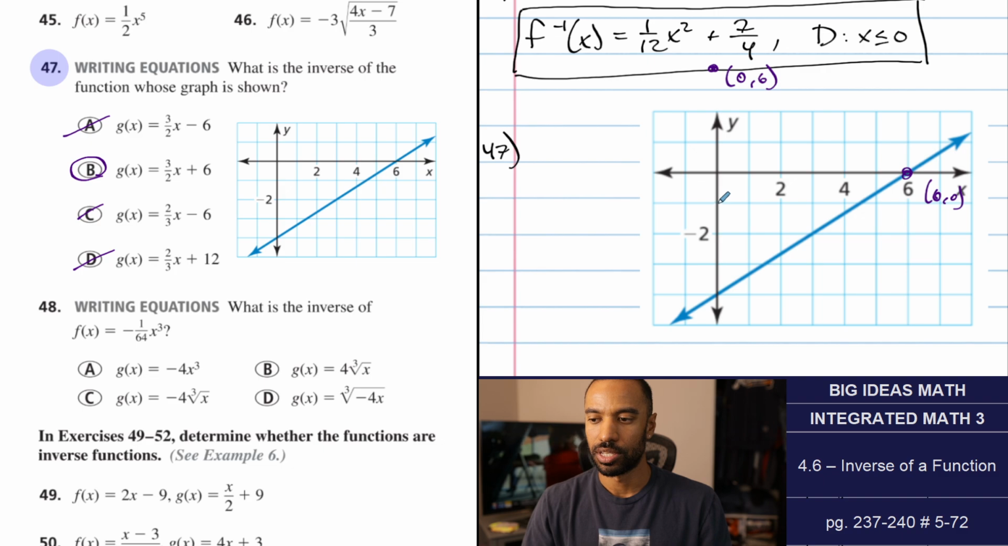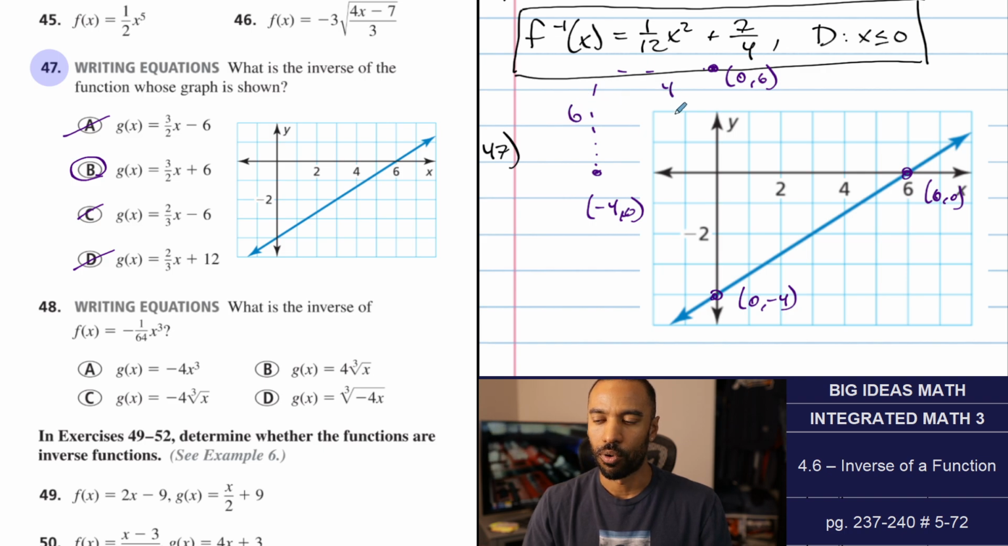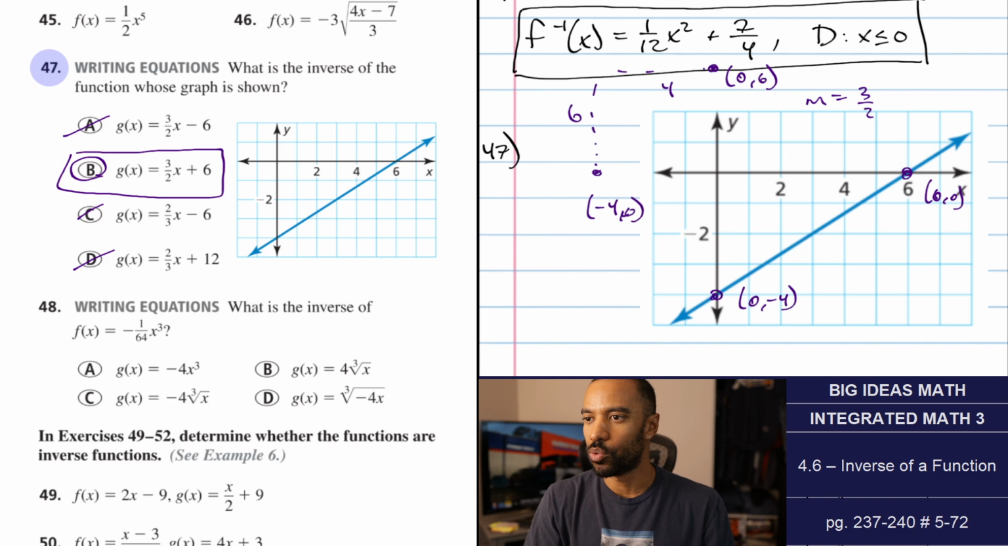Other confirmations, this is down 1, 2, 3, 4. So there's also a point, this is (0, -4). So there's a point on our graph that's (-4, 0) that's over here. Now that's the x-intercept, but that's not in the equation. What you can see now, though, is that you're going up 6 and over 4, which means your slope is 3/2. So this should be y equals 3/2 x plus 6, which it is. And that's just confirmation of that. So that's one way to do it based off the graph.